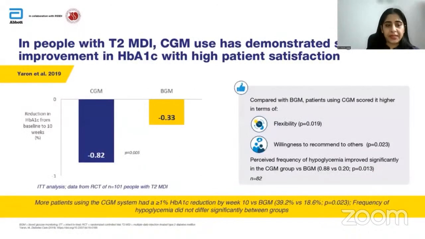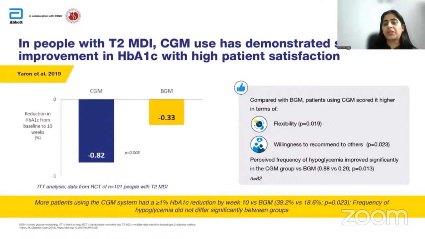This is a 2019 study in patients with type 2 diabetes on multiple daily insulin injections, where CGM demonstrated significant improvement in HbA1c with much higher patient satisfaction. You can see an HbA1c reduction from baseline of 0.82% in 10 weeks versus the blood glucose monitoring group, where you see only a 0.33% reduction in HbA1c.